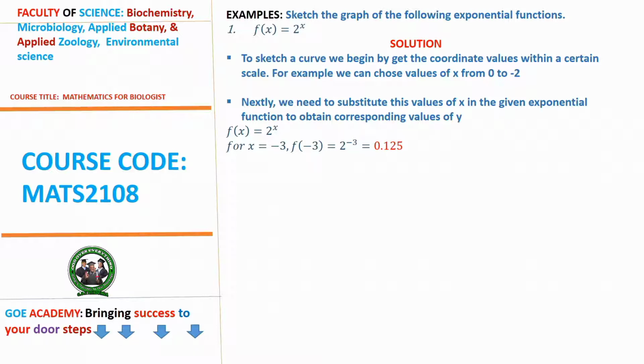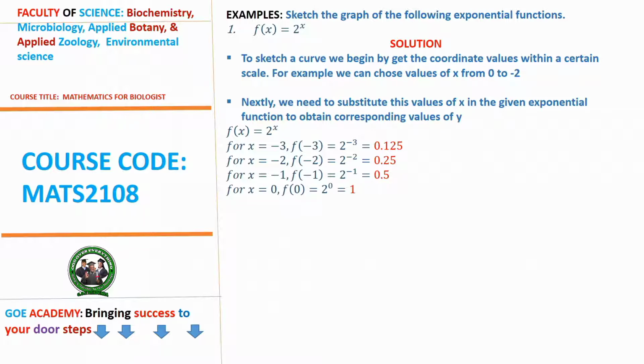So if x equals -3, I replace x by -3. Simple. So I end up with 2 raised to the power -3, and you punch in your calculator, you end up with 0.125. Same thing, when x equals -2, I substitute in my exponential function. I have 2 raised to the power -2, which is 0.25, right? And the same thing goes for -1. Just punch your calculator.